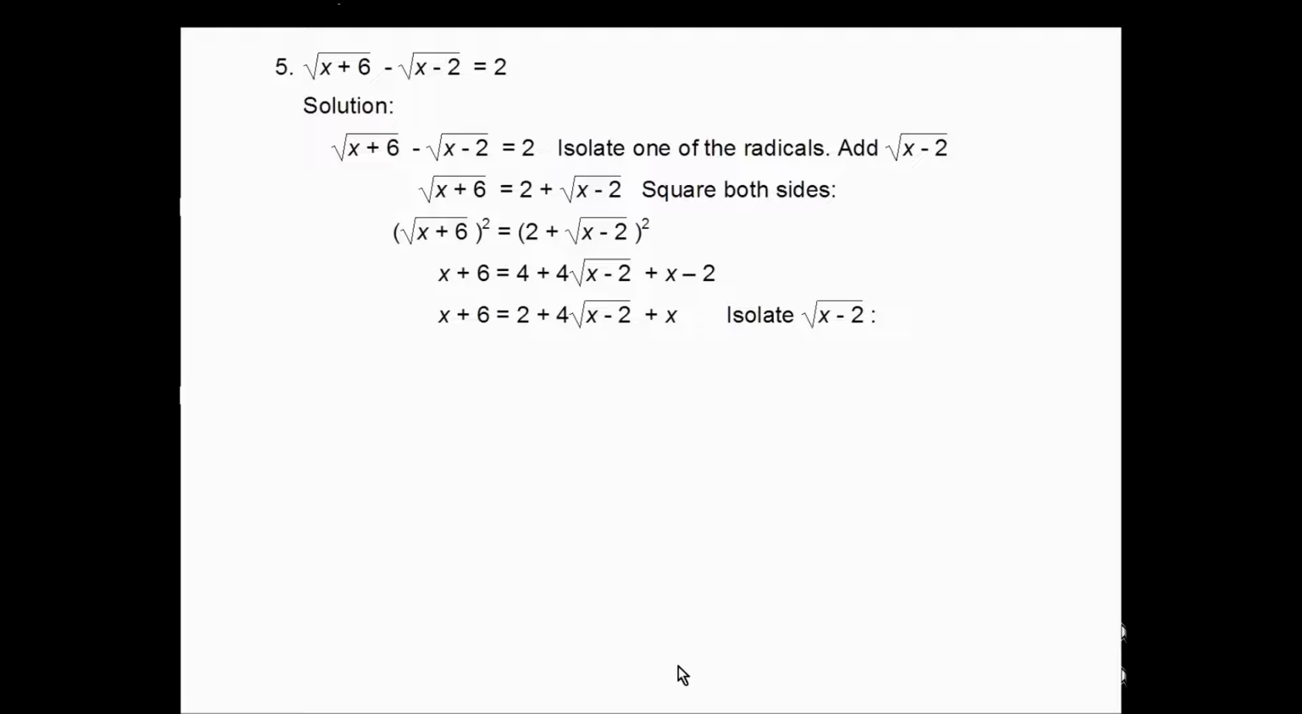I now need to isolate the square root of x minus 2. So let's see. Subtract x, subtract 2. x minus x will be 0, and 6 minus 2 will be 4. So I'll have 4 equals 4 times the square root of x minus 2. This time it's worth dividing by the 4, so divide by 4. And I'll have 1 equals the square root of x minus 2. I have an isolated square root, so square both sides. 1 squared is 1, and on the right, squaring makes the radical go away. An incredibly simple equation. Just add 2 to both sides. 3 is equal to x.